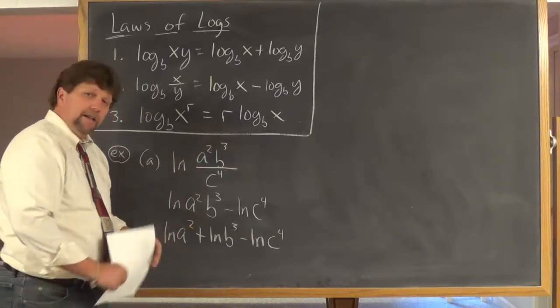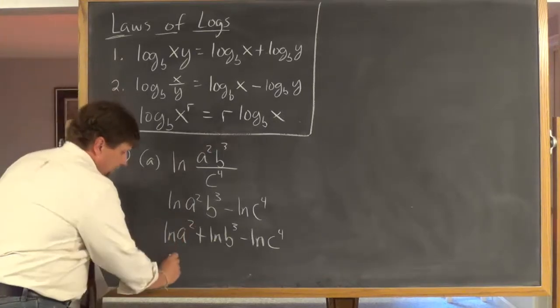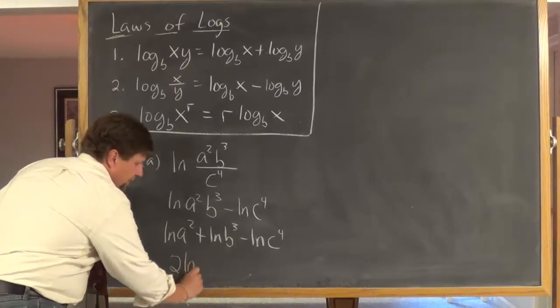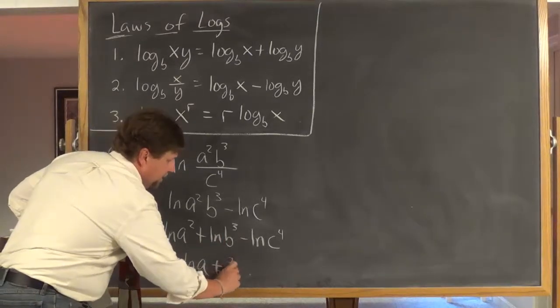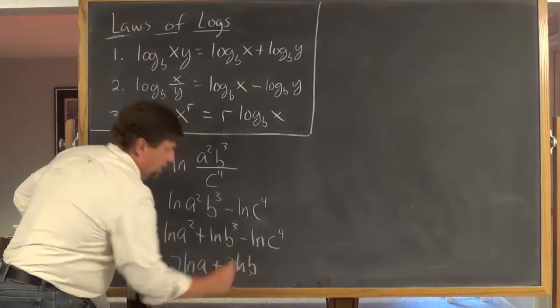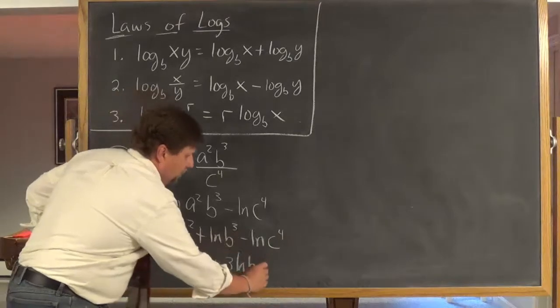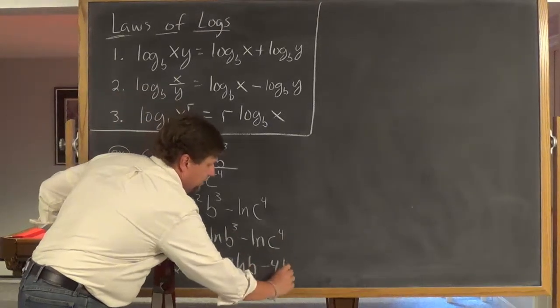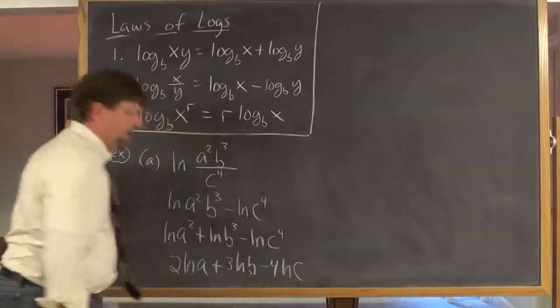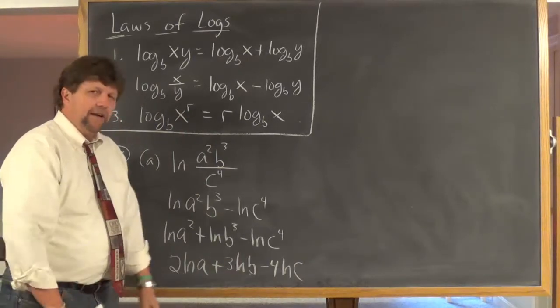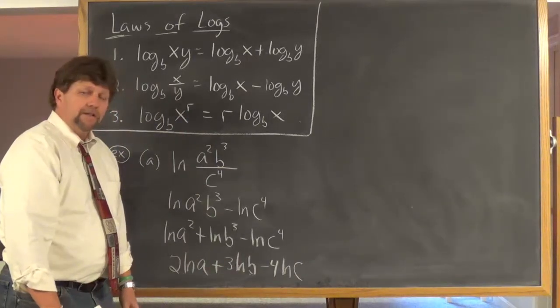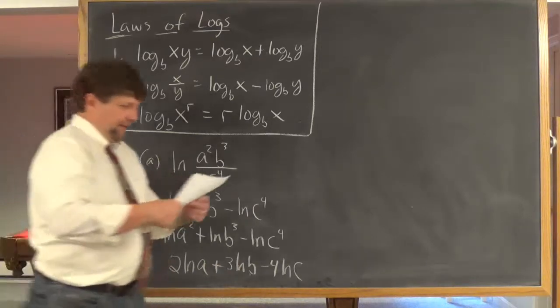So I can finally move this 2 out front to get 2 times the natural log of a. I can move the 3 out front to get 3 times the natural log of b. I can move the 4 out front to get minus 4 times the natural log of c. And I can't go any further. I've expanded it out as far as possible. Let's do another one.